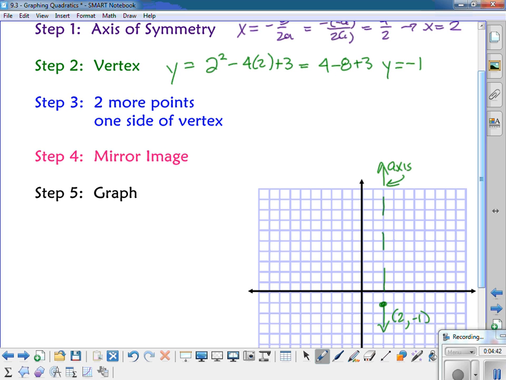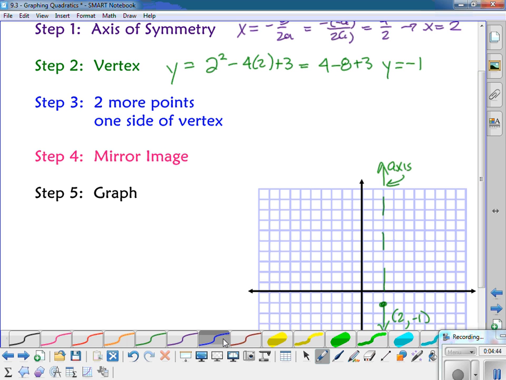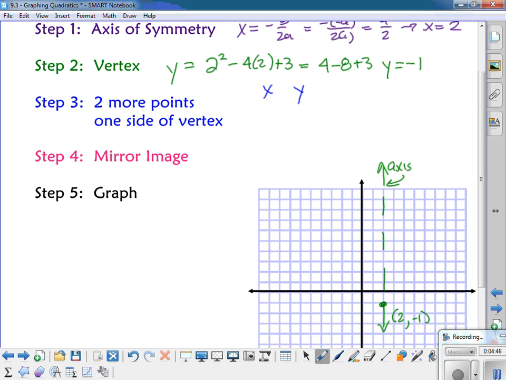All right, so now I'm going to find 2 more points. So essentially I'm still going to have a table, but it's just going to be a whole lot smaller. I already found 2, -1, and then I'm going to find 2 more points just on one side. So I could go to the left and do 1 and 0, or I could go to the right and do 3 and 4. So which numbers are going to be easier, 1 and 0 or 3 and 4? Isn't 0 always easier? Yeah. So I'm going to go that direction.